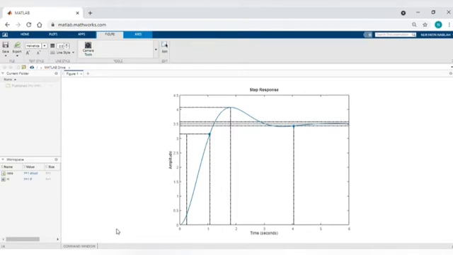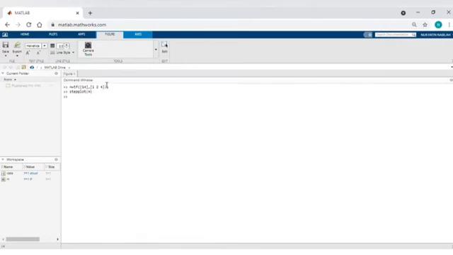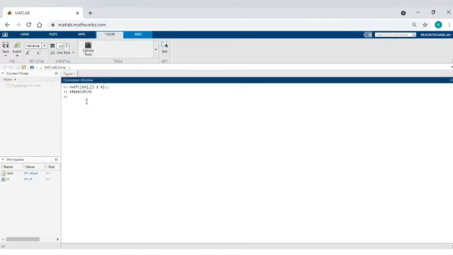We can also use the command window to get the values from the graph by using a command. The command is data equals stepinfo(h).